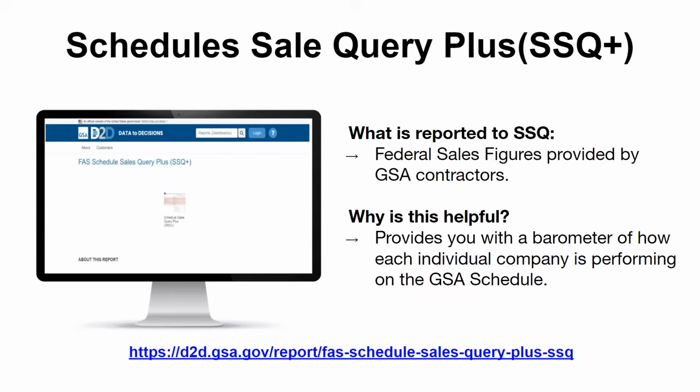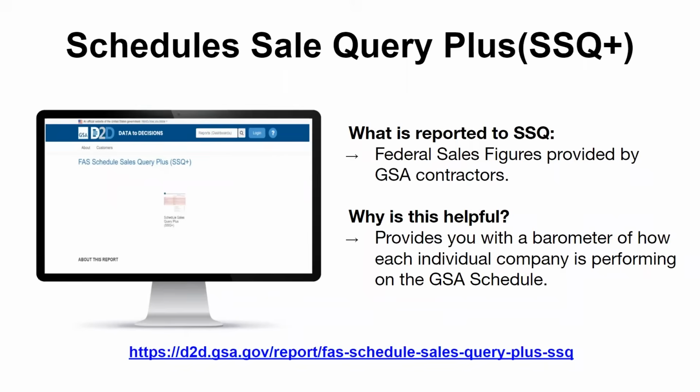So our contractors have to submit quarterly what they've grossed against the GSA schedule. This information is available through the Schedule Sales Query Plus tool. And it allows you to see who's making what on the GSA schedule. This information is important because you can understand the market potential for the schedule. You can understand, do you want to be a prime? Are you able to compete with large businesses?